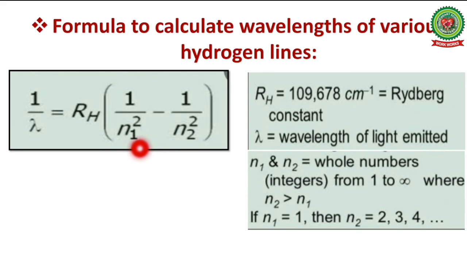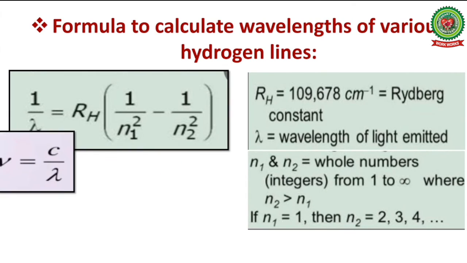With this we have to remember: if n1 is 1, that is for the Lyman series, then the n2 value can be 2, 3, 4 and so on. For the Balmer series, n1 equals 2, and then n2 will be 3, 4, 5 and so on.